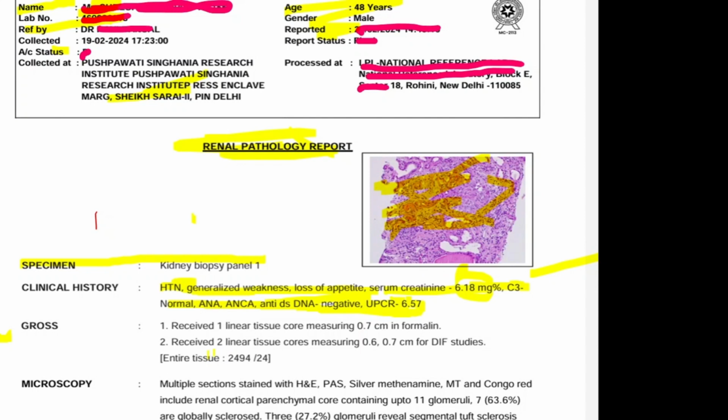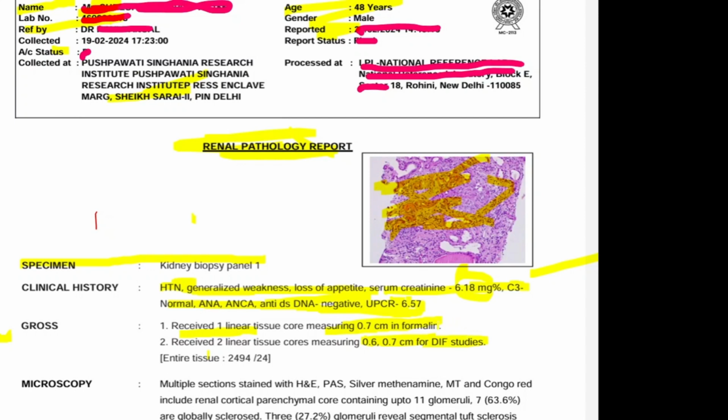So they have taken the kidney biopsy with the help of the biopsy gun. Two cores the pathologist has received. One is 0.7 centimeter, another one is 0.7 centimeter. DIF is direct immunofluorescence studies.